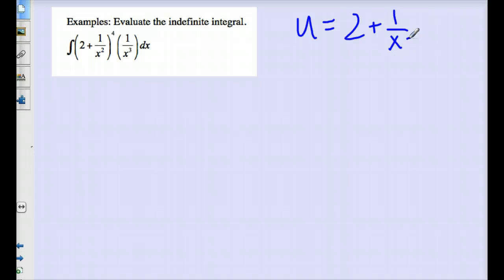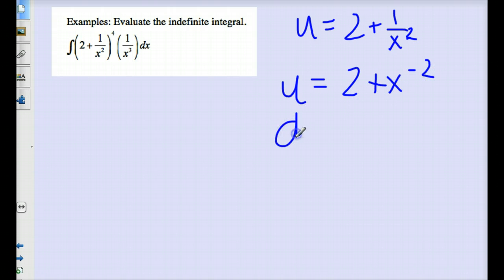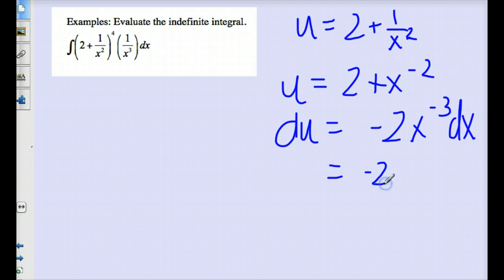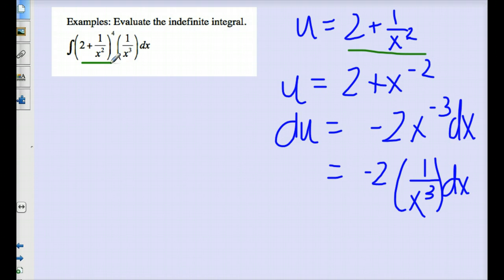What I'm going to do is rewrite this, because right now I can't take that derivative. So I get 2 plus x to the negative 2. Now if I want to, I can take my derivative. I get negative 2x to the negative 3 dx. And if I want to rewrite this to make sure I have everything right, this is the same as negative 2 over x cubed dx. And if you notice, now I can cover my u in here. I can also cover this 1 over x cubed dx right here. The only thing I need to do is pull out this negative 2.